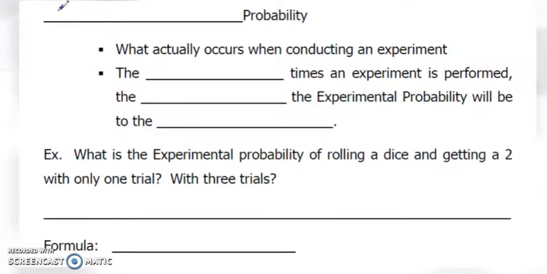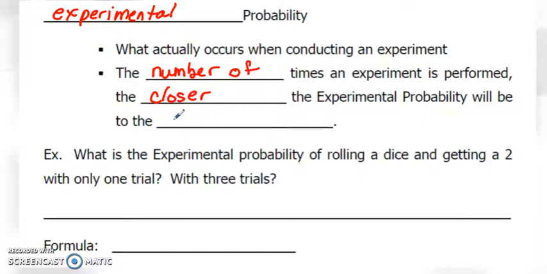The second type of probability that we're going to talk about is experimental. If you are actually rolling a dice 10 times to see what the probability would be, that's experimental. That's not using the math, that's actually physically doing it. The greater the number of times an experiment is performed, the closer the experimental probability will be to the theoretical probability. So if we were to roll a dice 10 times, our experimental probability might not be that close to the theoretical probability. It will probably be closer when we do roll a dice 100 times, since the more often you do it, the closer you will get.